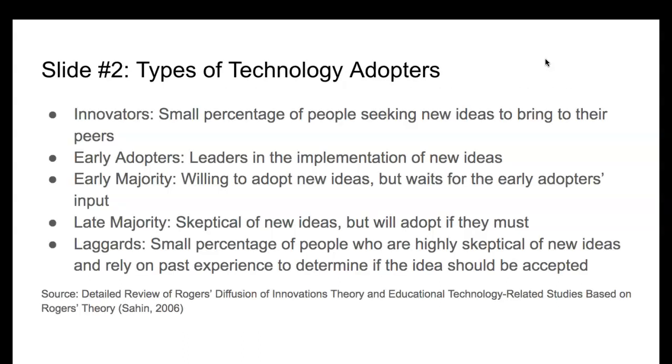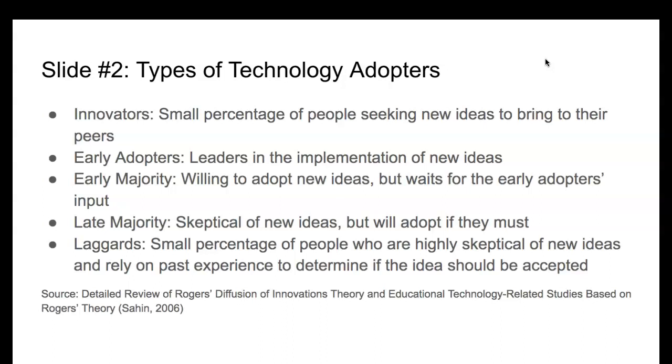First, today we will be looking at the different types of technology adopters. These types are discussed at length by Sahin in 2006 in the article titled Detailed Review of Rogers's Diffusion of Innovations Theory and Educational Technology Related Studies based on Rogers's theory.